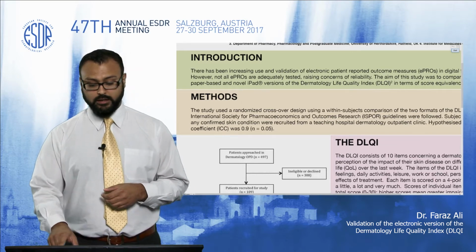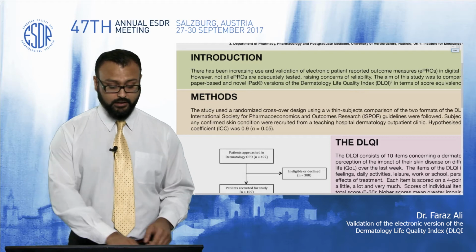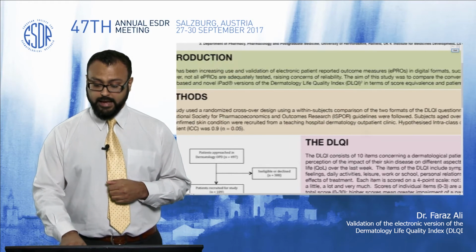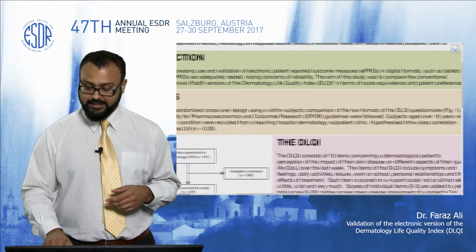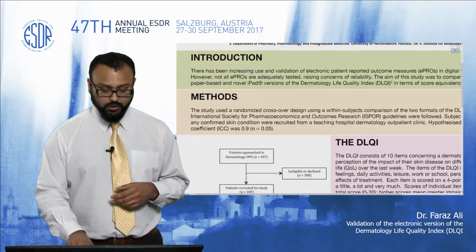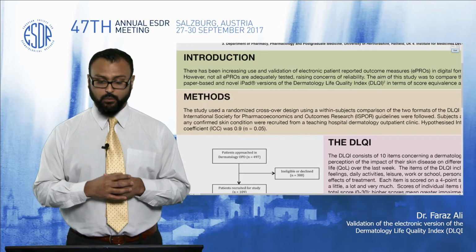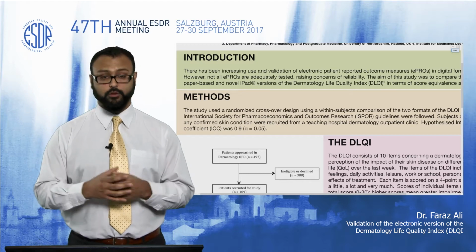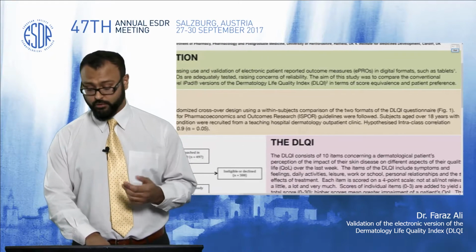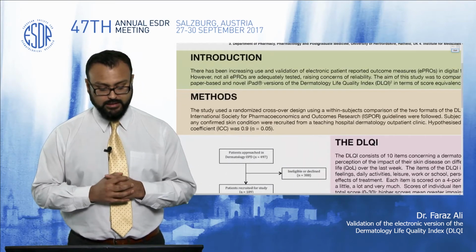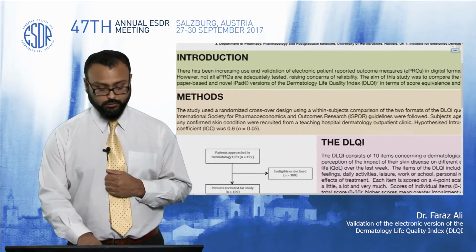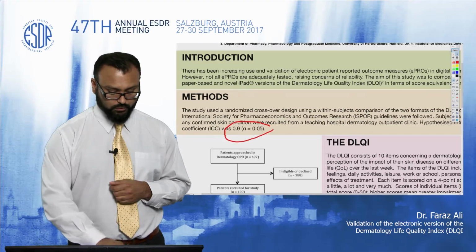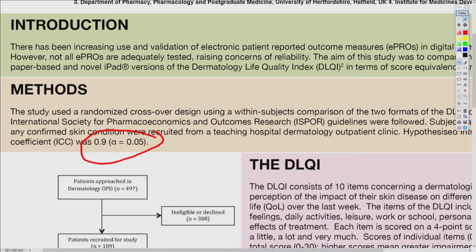Now, we followed the ISPOR guidelines, which are the International Society for Pharmacoeconomics and Outcomes Research. We only included patients who were aged 18 or above. Now, we looked at any skin condition, and we recruited patients who were attending the teaching hospital dermatology outpatient clinic in Cardiff, UK. Now, we looked at the ICC, which is the interclass correlation coefficient score of 0.9, and I'm just going to highlight that here for you. So this was the sort of outcome that we were looking at for the paper.